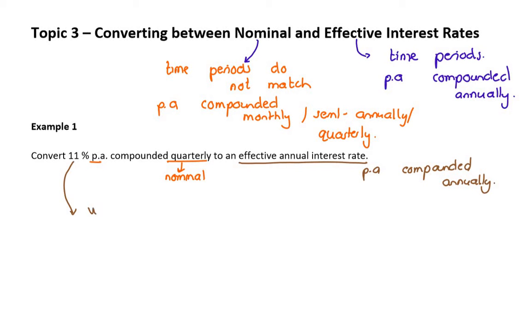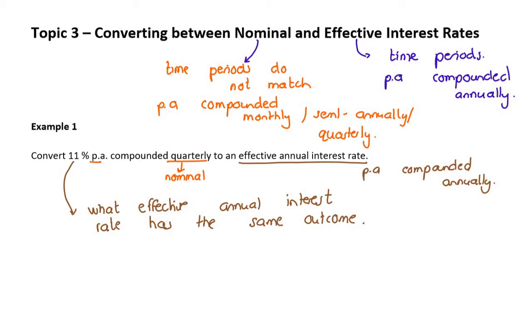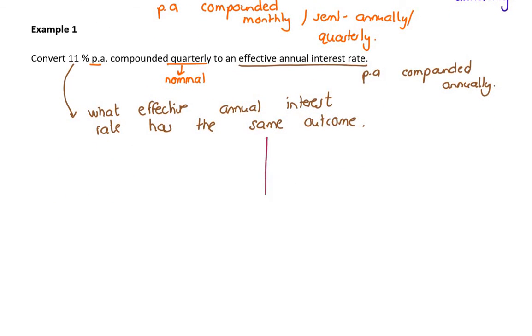This question is saying, what effective annual interest rate has the same outcome as 11% per annum compounded quarterly? Now, there are two ways to do it, so I'm going to divide my page in half. People prefer both methods, it's like a 50-50 split. I do think one of the methods is the easier one, so let me show you the easier one.